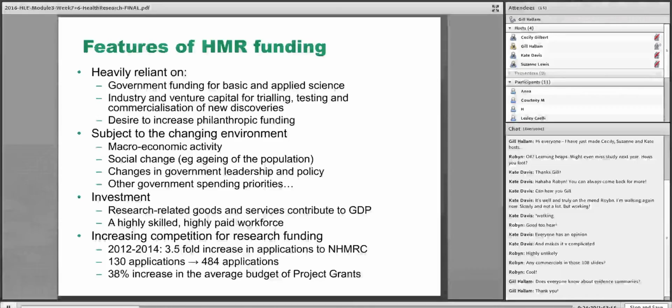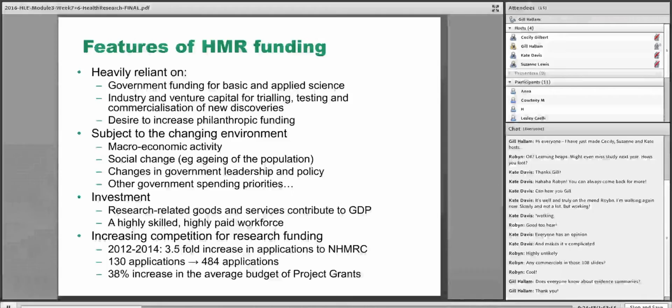In terms of the investment, we also look at the skilled, highly paid workforce as being a huge element of the economic structure of health and medical research. It's stressed very strongly that there's increasing competition for research funding as universities are looking for other avenues of funding as well.